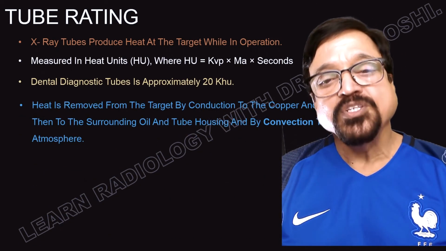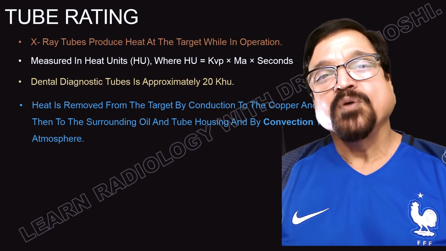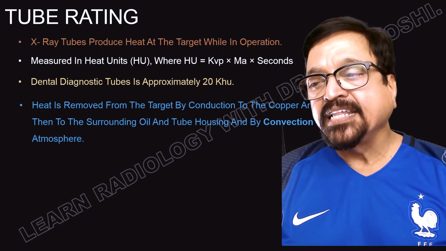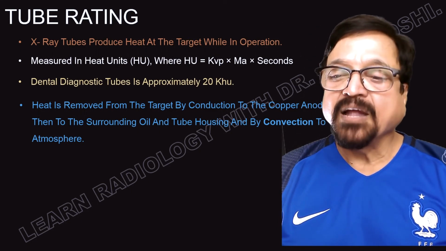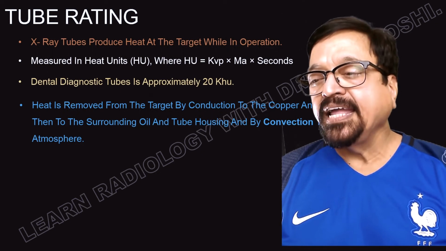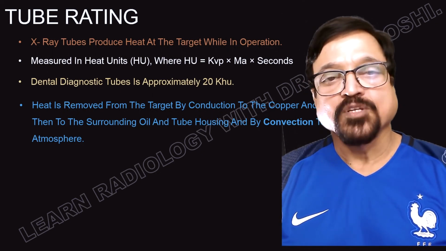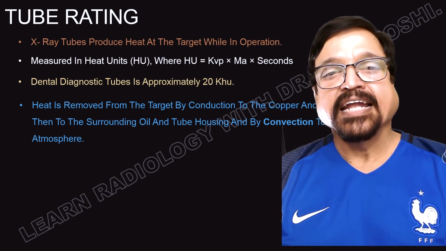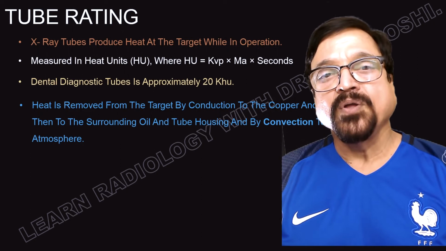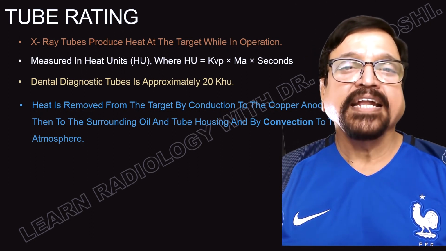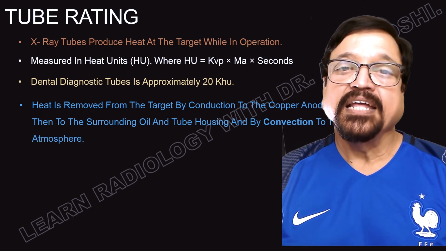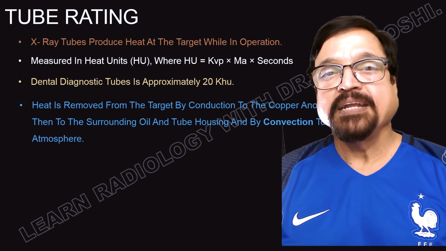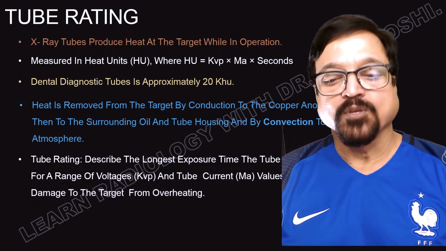They are small tubes, they need less exposure, and you have got limitations on that. The heat is removed from the target by conduction through the copper anode and then through the surrounding oil of the tube housing by convection to the atmosphere. So what happens? The heat is produced at the target, then it is transmitted to the anode. The anode has got a copper block in it, then it passes it to the glass housing. In the glass housing there is oil that further dissipates it, and then ultimately it goes to the atmosphere.